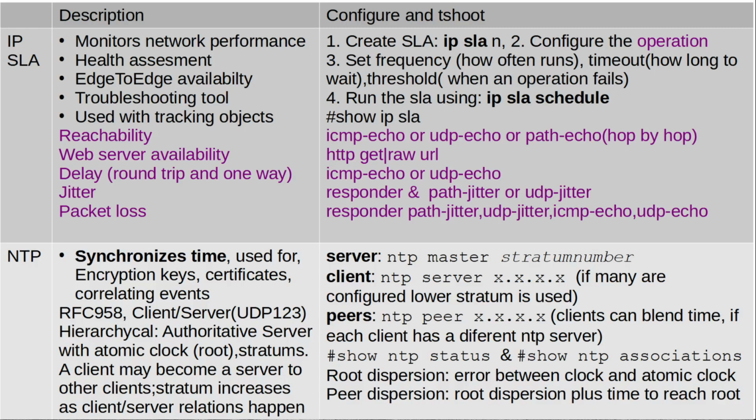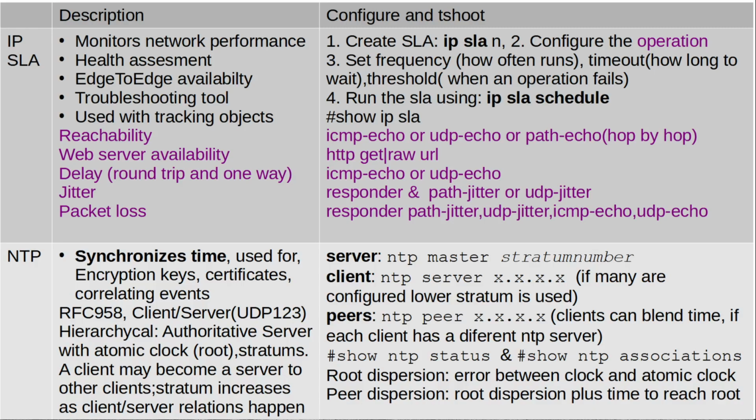You can use this feature for monitoring purposes, to assess health in your network, to check for availability, or as a troubleshooting tool. It is usually used in conjunction with tracking objects. You must give each of your SLAs a number, then you will have to configure an operation. For instance, if you want to test for reachability, you can use the operation ICMP echo, and then you have to configure your frequency, your timeout, and your threshold, and then you will have to start your SLA using the command ip sla schedule.